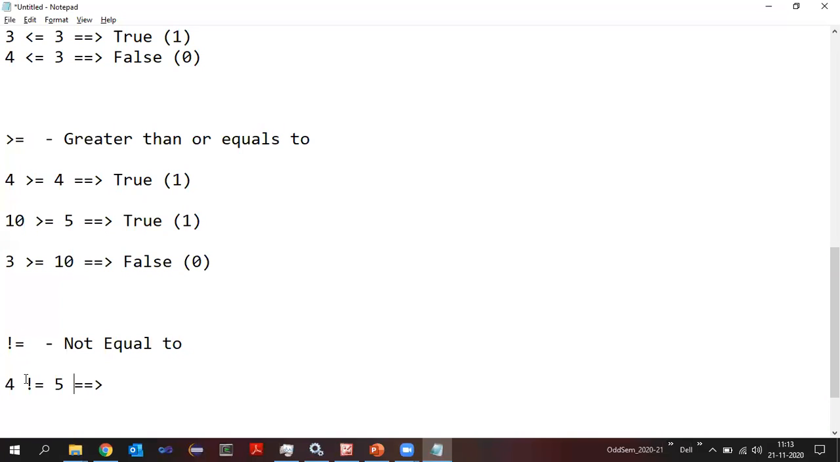Now what shall we say here? Is this statement that I made true or false? 4 not equals to 5. Yes, 4 is not equal to 5. That means the result is true.